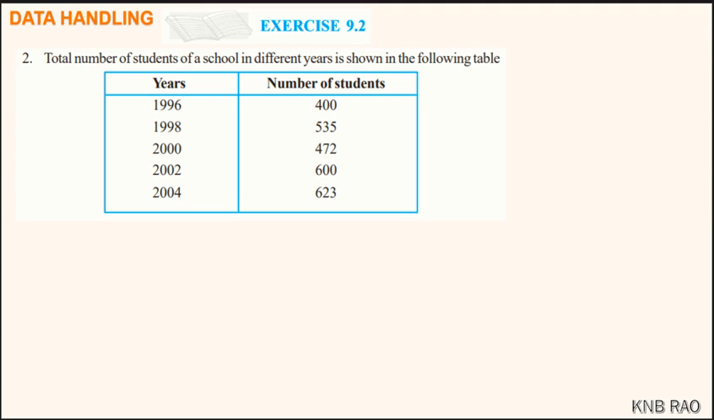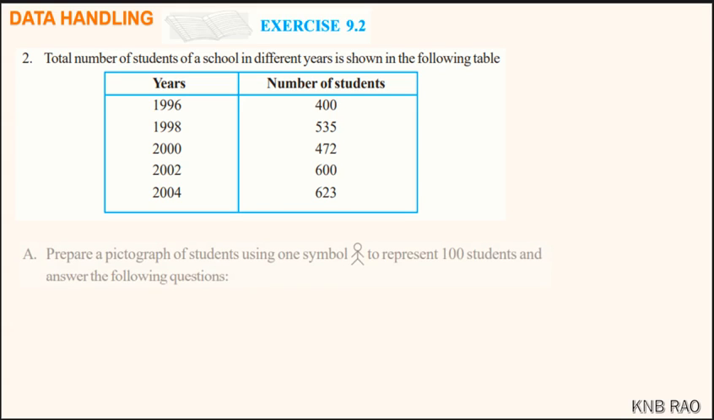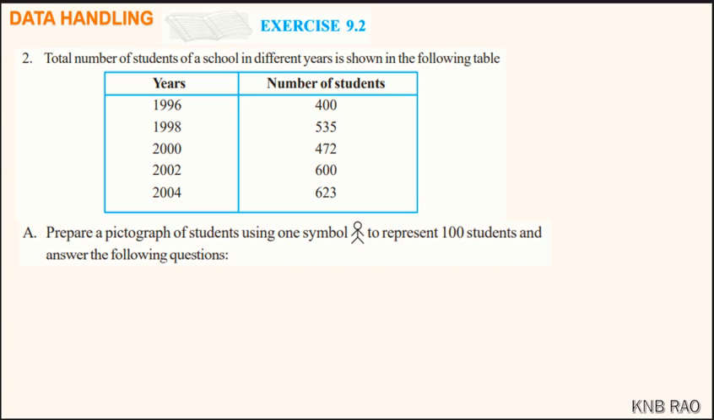And now question number 2. In question number 2, the total number of students of a school in different years is shown in the following table. In this table, the number of students is given from 1996 to 2004. Now, we are asked to represent this information as a pictograph using a symbol, which I have already shown you, this symbol to represent 100 students.